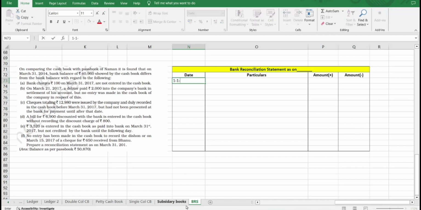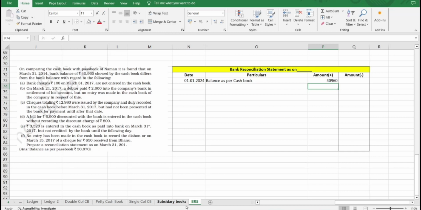So balance as per cash book is 40,960. Point A. Bank charges rupees 100 on March 31st, 2017 are not entered in cash book. So bank charges are our expenses. Whatever expenses are being deducted in passbook are naturally deducted in our cash book too. So this will be deducted.